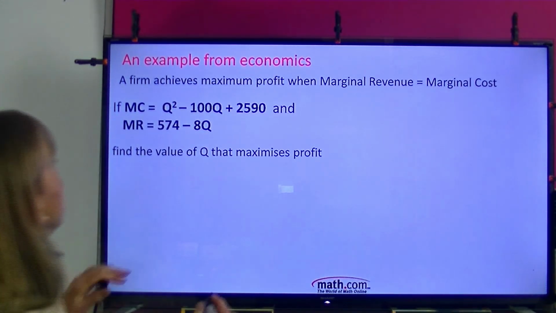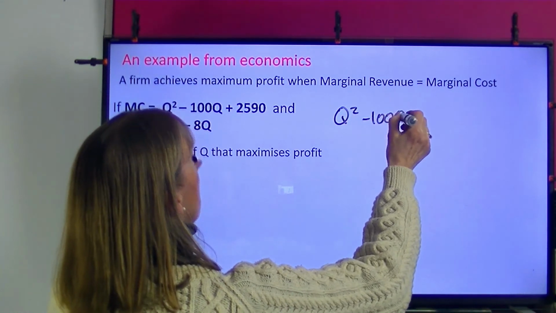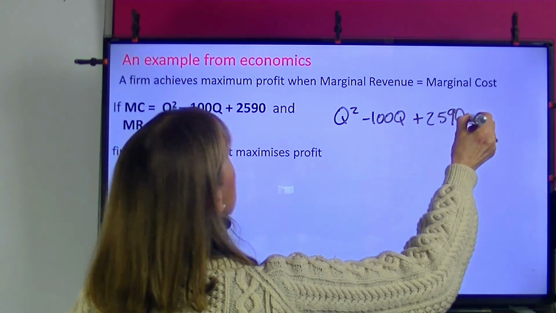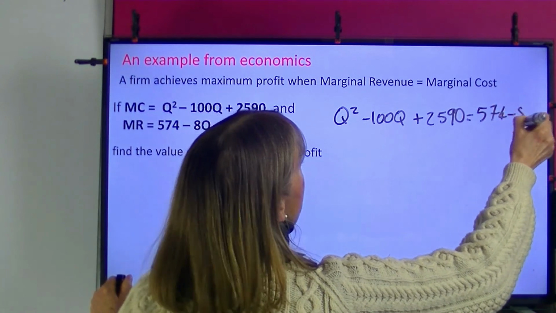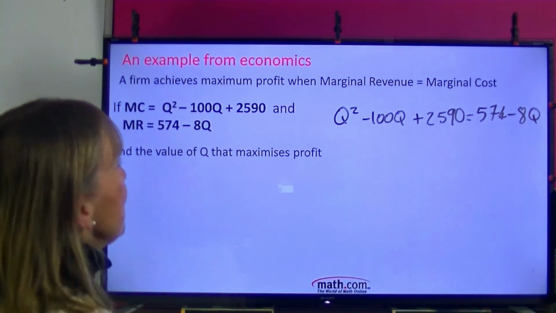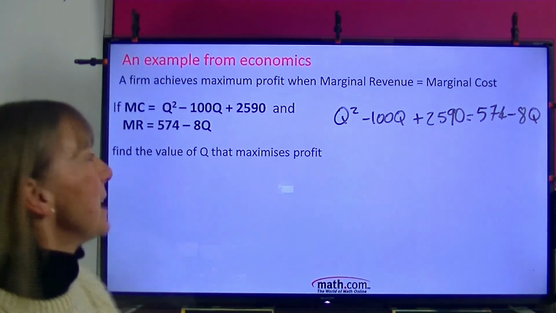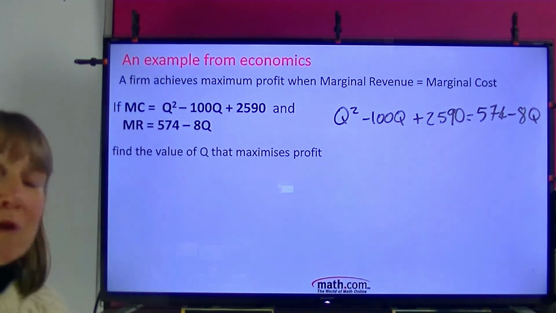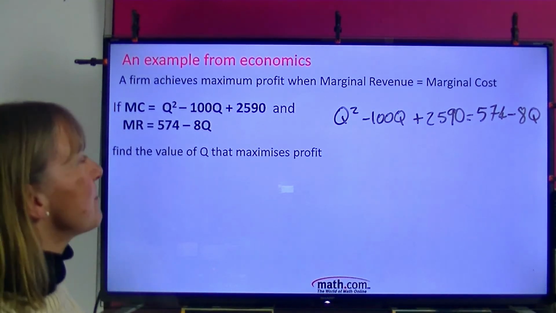So here we go. q squared minus 100q plus 2590 equals 574 minus 8q. All right, so it looks like we've only got q squared on one side, so this is going to be the side we're going to put everything on, because you will have seen that when we're solving quadratic equations, we bring everything over to one side and we set them equal to 0.